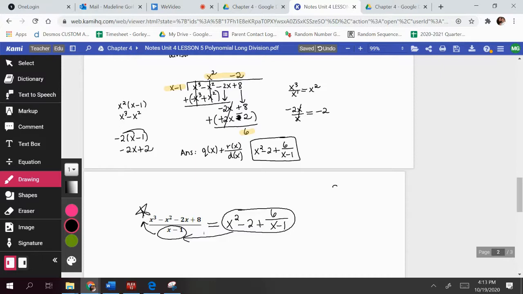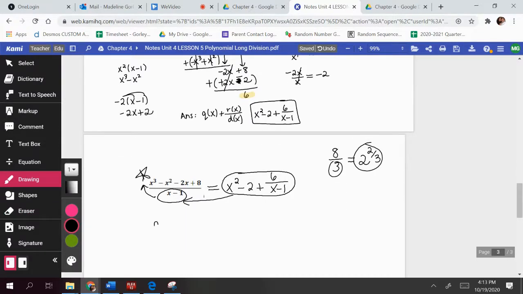It's no different than if I had 8 divided by 3, right? And that goes into 8 twice. That gets me up to 6. Then I would have a remainder of 2, right? I should be able to multiply 3 times 2 2/3 and get to 8. So let's see if that works. If I do divisor times my answer, let's see if I get back to the original. My divisor was x minus 1. My answer was x squared minus 2 plus 6 over x minus 1. Let's see if I get back to my original function.